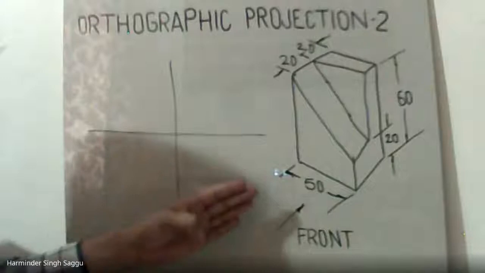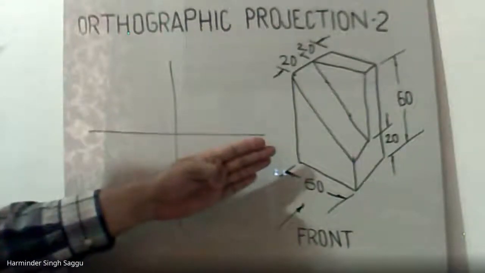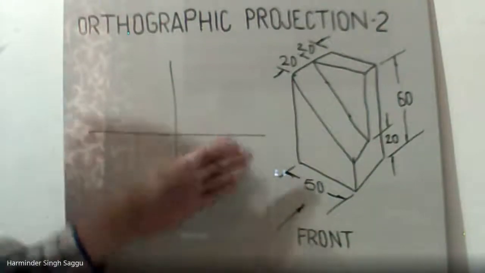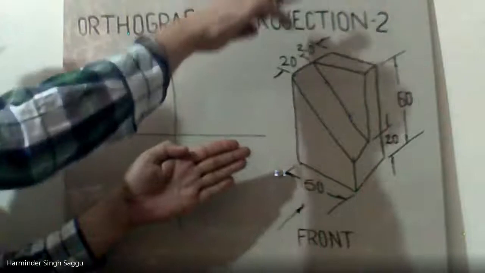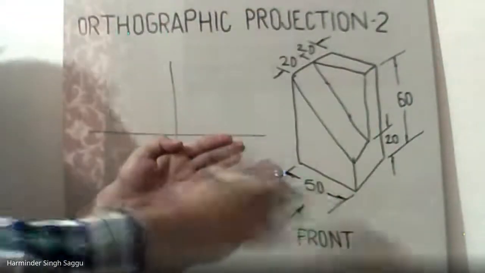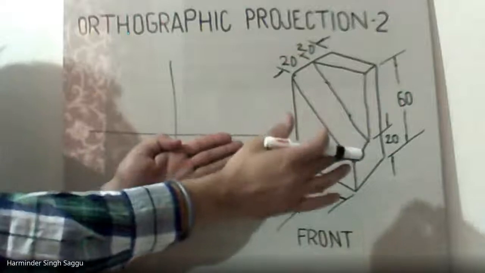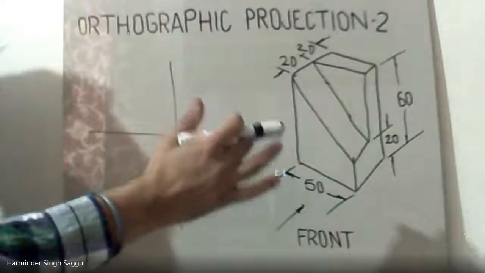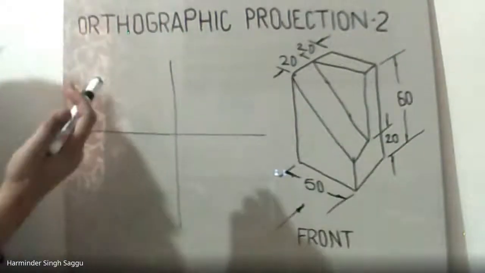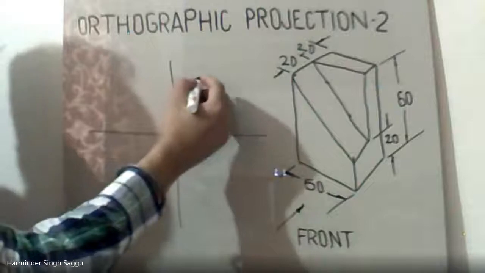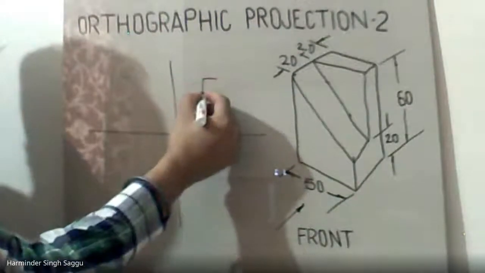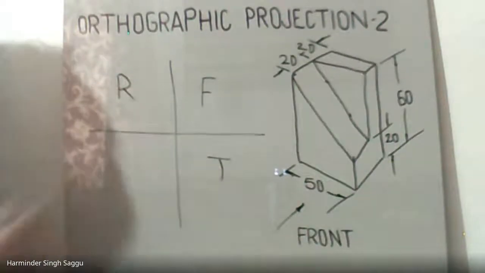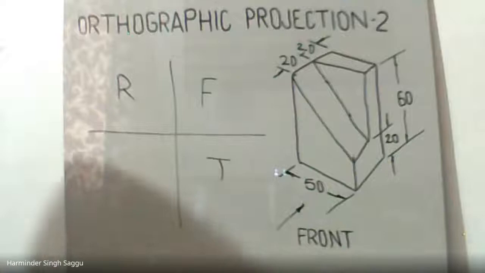So first, this is the front view. We will decide whether we have to draw its right side view or left side view. If this is its front, then this is its top view and this is its right side view. We have to draw front, top and right. So right will be drawn on the left of front. This is the positioning: front, top and right. So we have to draw these three views.